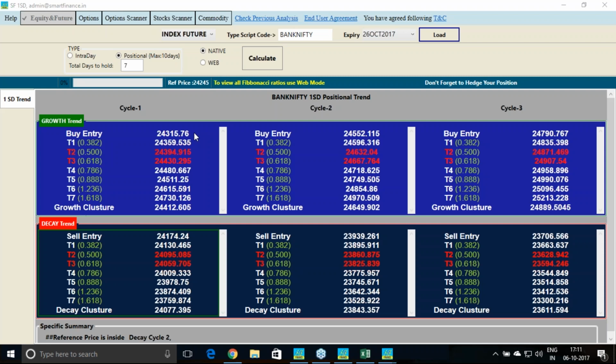So this I already told you, Mr. Ganesh Mopanaji, this specific summary part we have corrected, you have to update it so that it can come. So this is the Bank Nifty trend for the coming week.